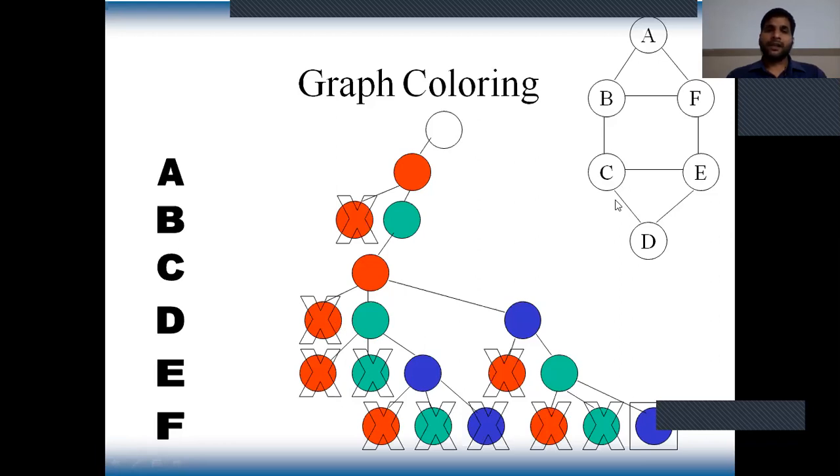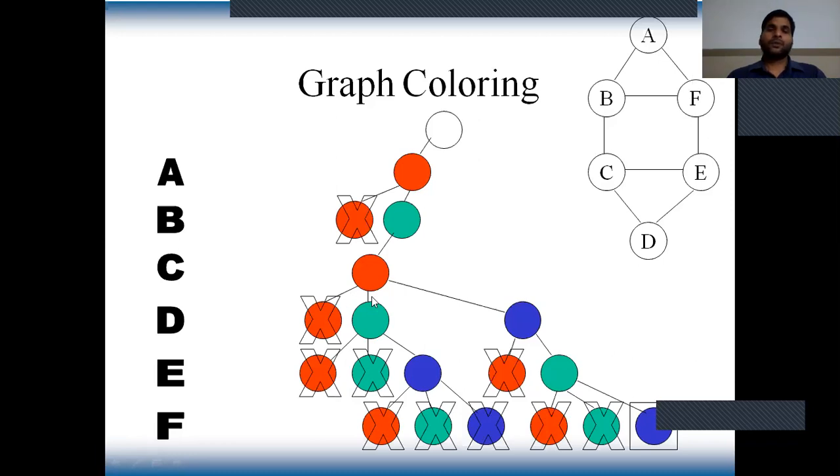Now next D. D cannot be colored orange because C is colored orange. So D can be colored green. Now next E. E cannot be colored orange or green but can be colored blue. Now F, we cannot color green, orange, or blue because E and F are adjacent. The same color we cannot apply.